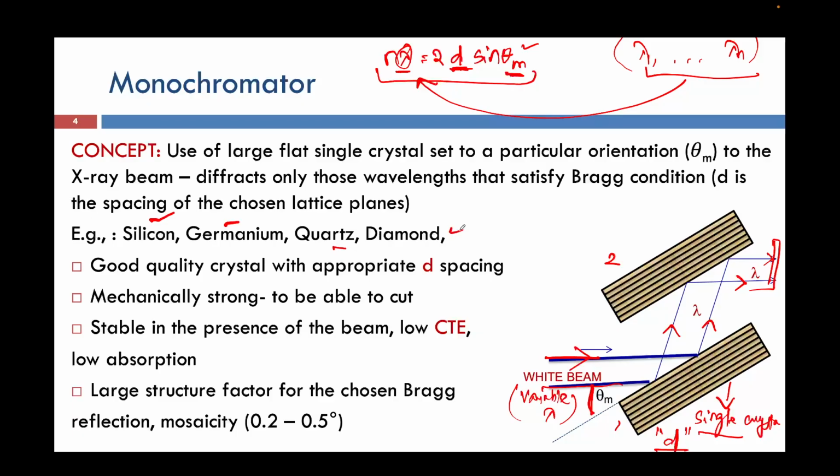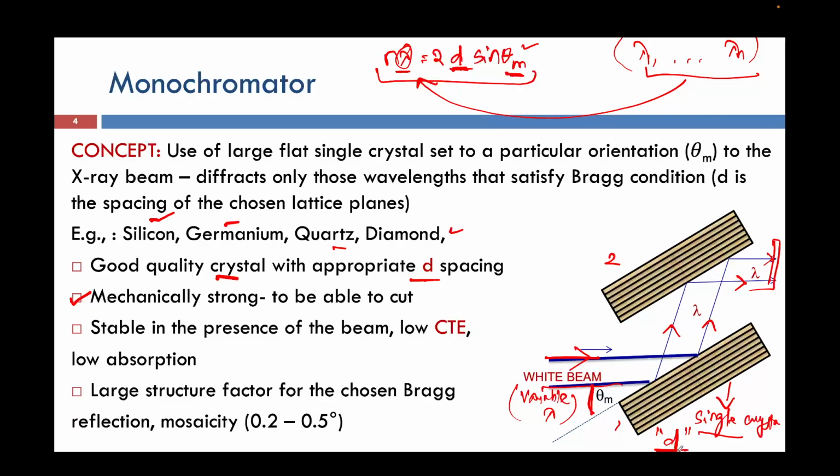And what should be the characteristics of this monochromator, so that we will get a particular wavelength? First of all, a good quality crystal, as well as appropriate d-spacing, right? The d-spacing should not be too large; they should have a single d-spacing. And this is also an important criterion: mechanically strong. That means when we are cutting, they should not break into several pieces. Once they break into several pieces, some cracks might be generated, some residual stress might be generated when we are cutting. If it is not mechanically strong, then there would be variation in the d, that means the interplanar spacing, which we do not generally want.